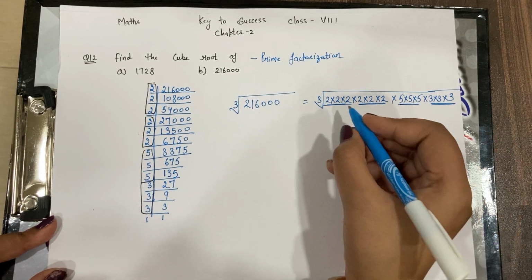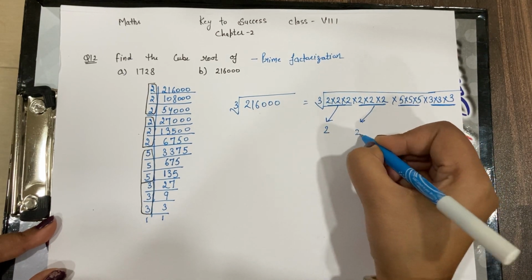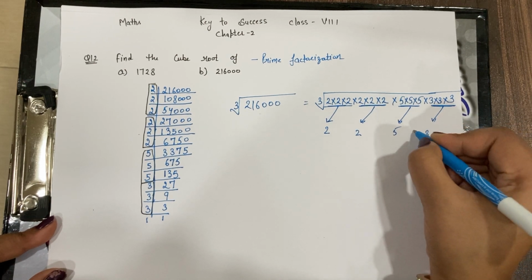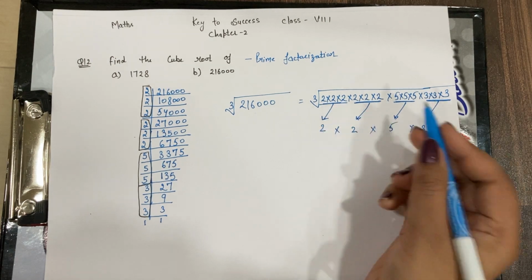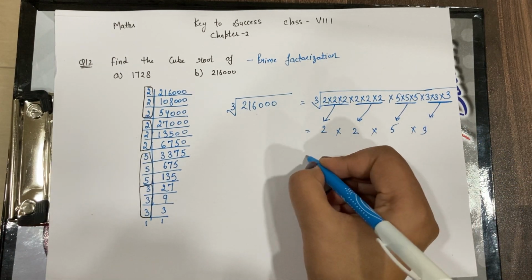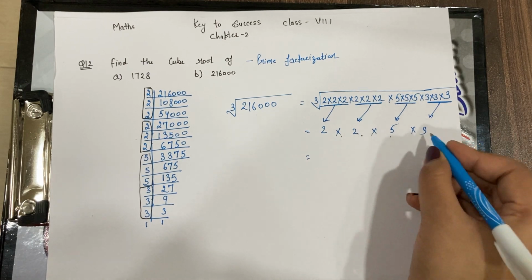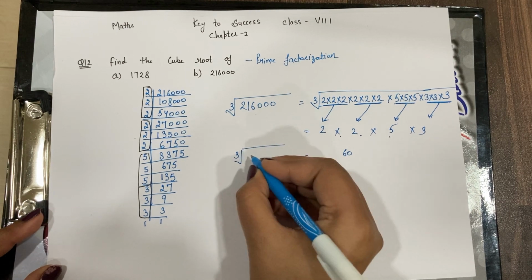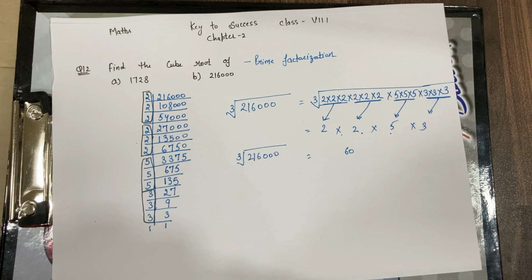When we make triplets, one out of these 3 numbers will come out. For example, from here we will get 2. From here we will get 2. From here we will get 5. From here we will get 3. Out of 3, one number will be there. Out of 3, same numbers. 2 2s are 4. 4 5s are 20. 20 3s are 60. So cube root of the given number is 60. So this is the way to find out cube root of a given number.